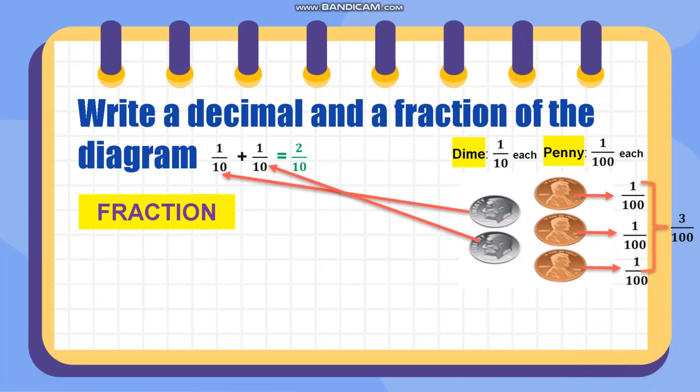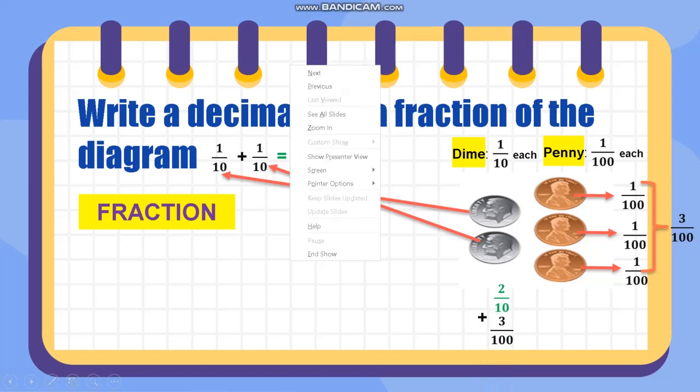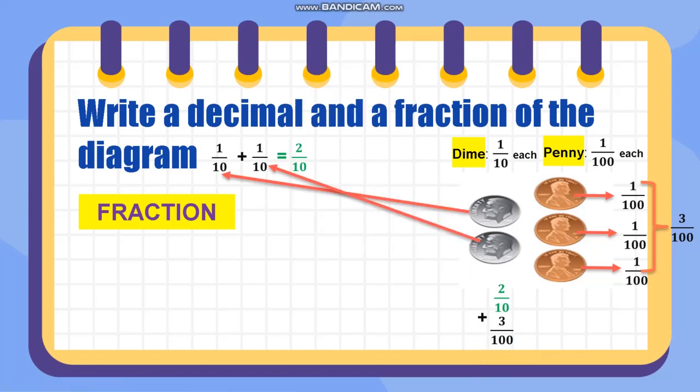In order to get the answer, we simply add 2 tenths and 3 hundredths. As you can see here, the denominators are not the same. So in order to add them, we need to find the least common denominator of 10 and 100. The least common denominator of tenths and hundredths is 100.